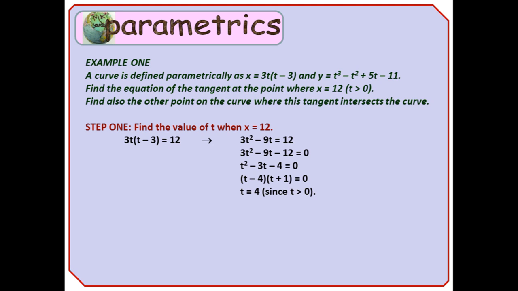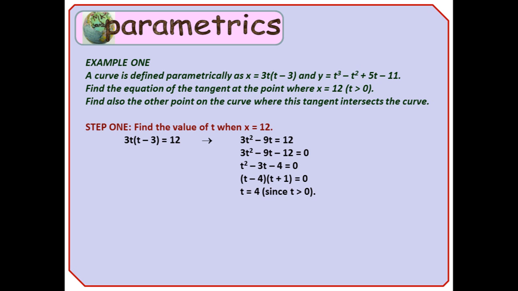Example 1. A curve is defined parametrically as x equals 3t times t minus 3 and y equals t cubed minus t squared plus 5t minus 11. Find the equation of the tangent at the point where x equals 12, t is greater than 0, and find also the other point on the curve where this tangent intersects the curve.